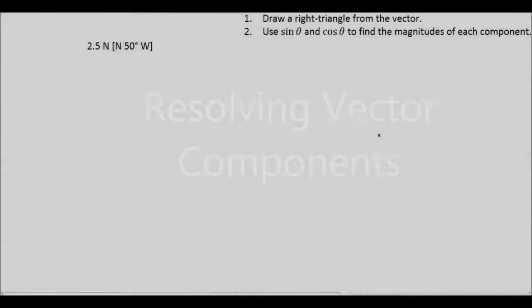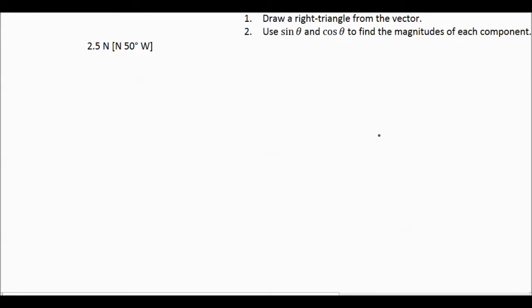To resolve a vector into its x and y components, there's essentially two steps to follow. First, draw a right triangle from the vector, and second, use sine theta and cosine theta to find the magnitudes of each component. So here we have a vector, 2.5 newtons, north 50 degrees west.